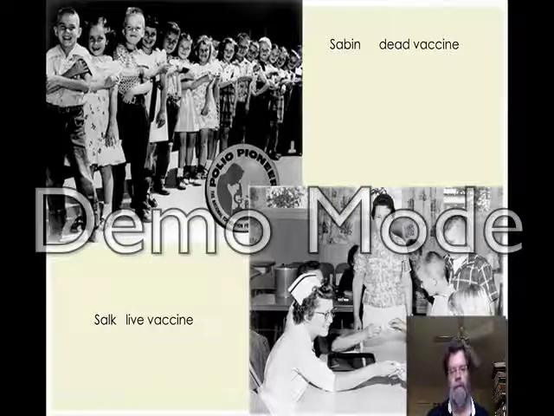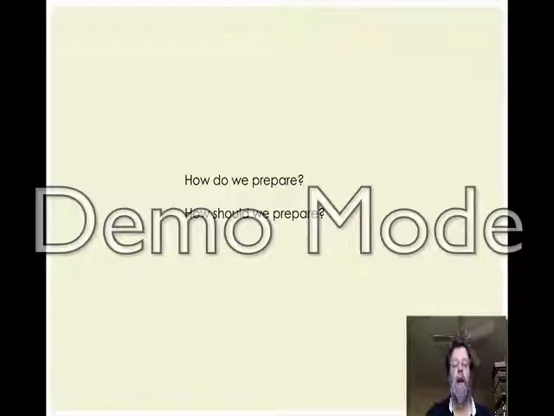Polio became sort of less of a scare with the development of two different types of vaccine. The Salk vaccine, which was a live vaccine and considered to be more dangerous, and the Sabin vaccine, which basically used a dead virus. Okay, so how do we prepare?